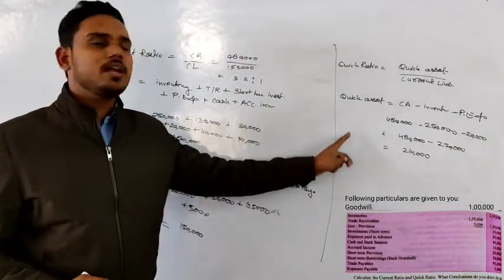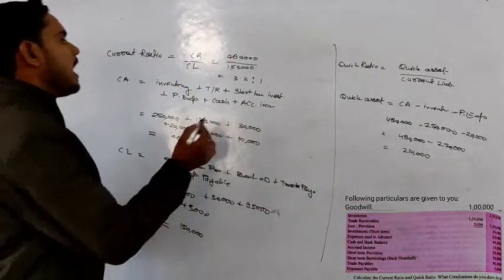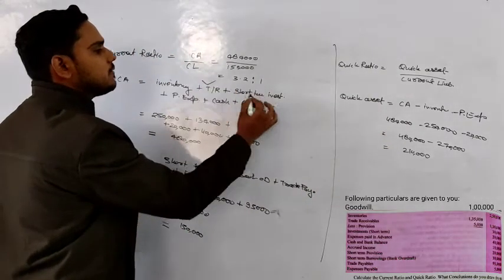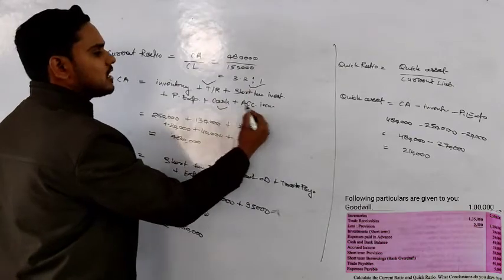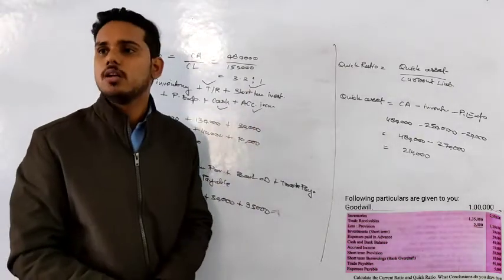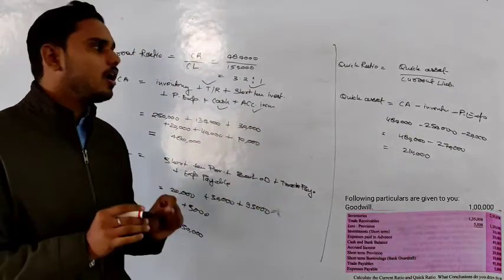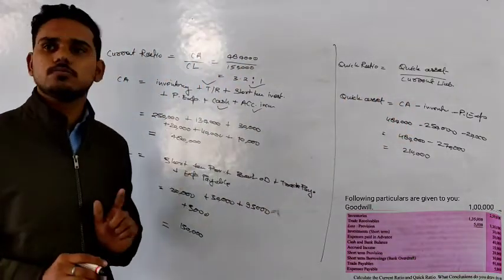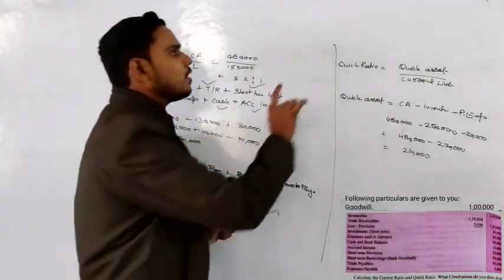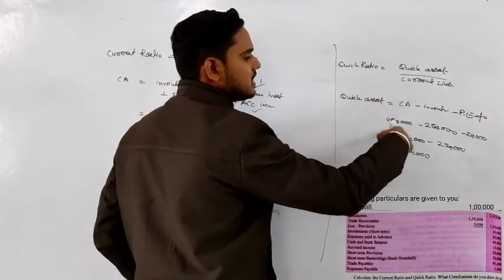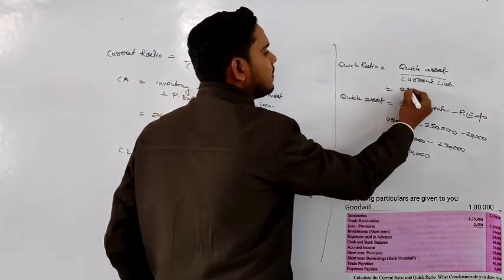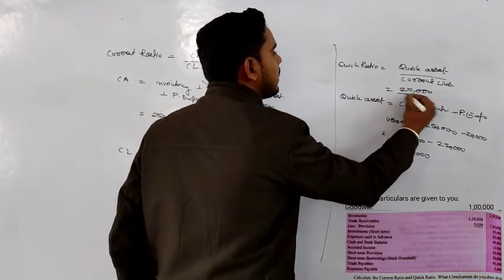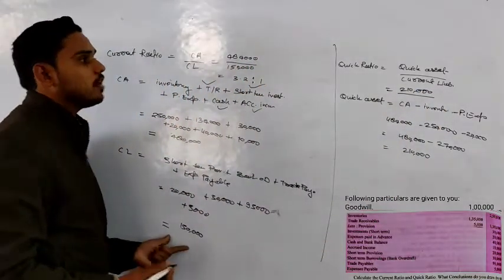Alternatively, you can do what? You can write quick asset equals trade receivable plus short term investment plus cash and bank balance plus accrued income. That you can also do. It is not necessary to write it this way. You can do that way also. No confusion? Okay. Now quick ratio is quick asset, that is 2,10,000, divided by current liability, we know as 150.